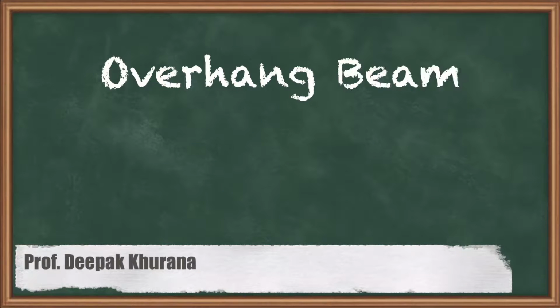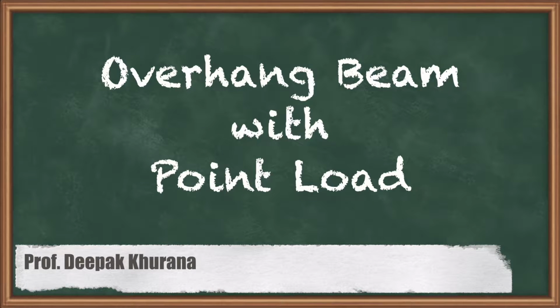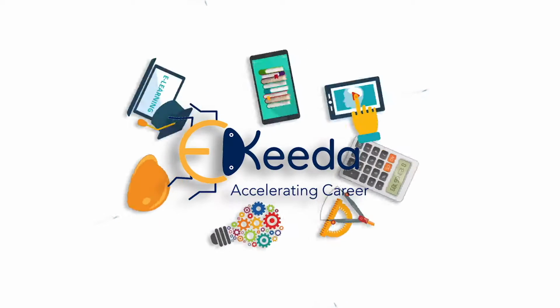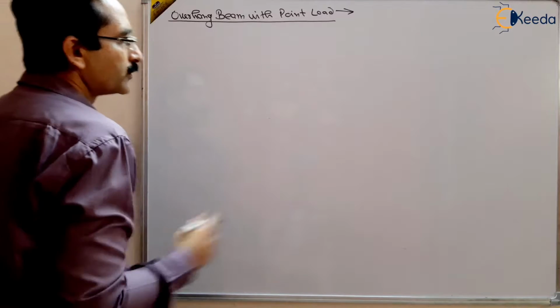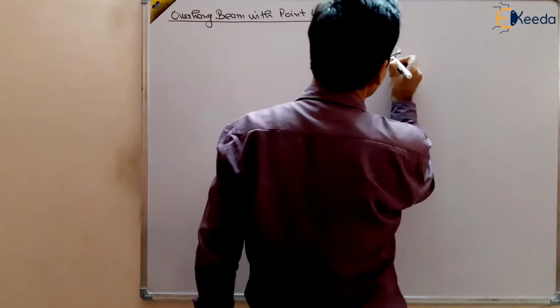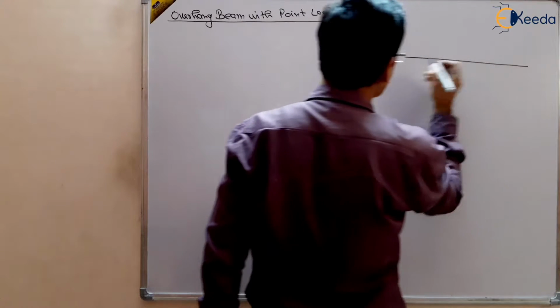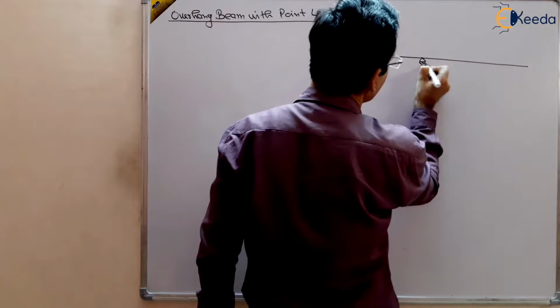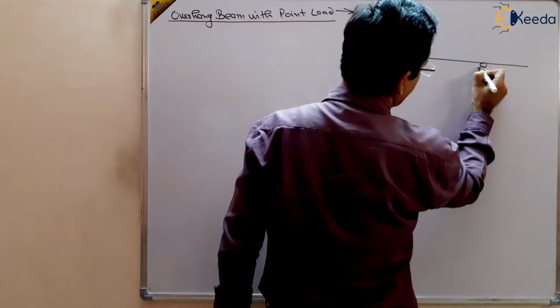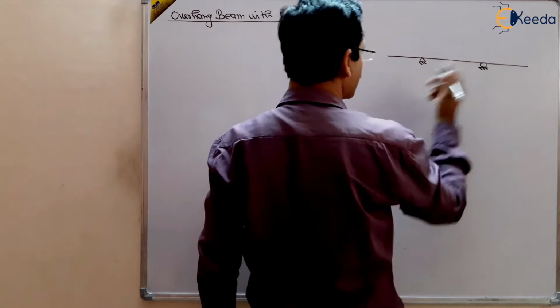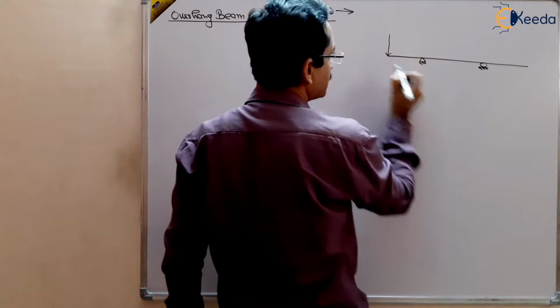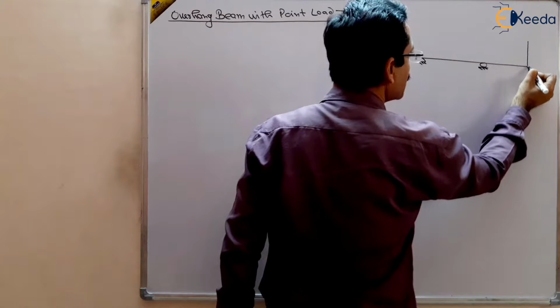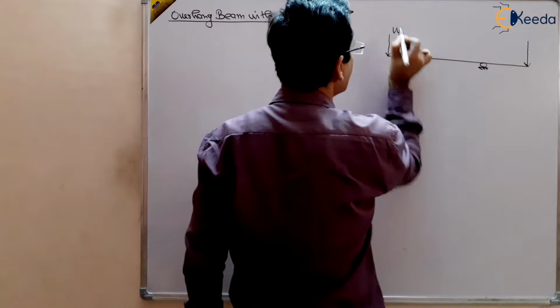Hello students, in this session we are going to study overhang beam with point loads. So let us take the case of overhang beam with point load. Suppose this is our overhang beam, and we are taking the example of both side overhang, and the point load is suppose at the ends here. These are the point loads W.